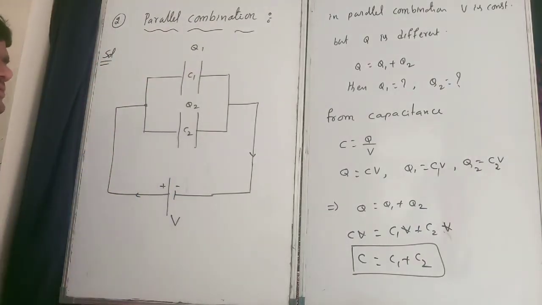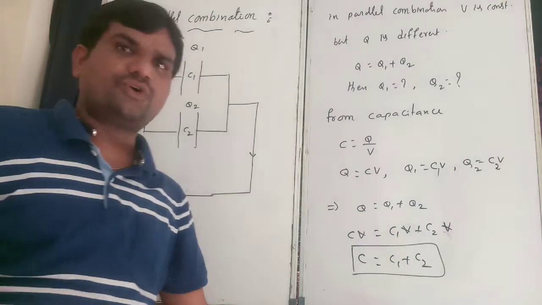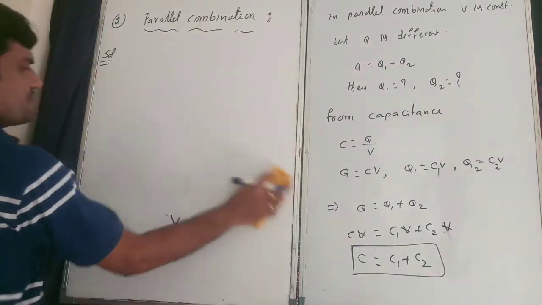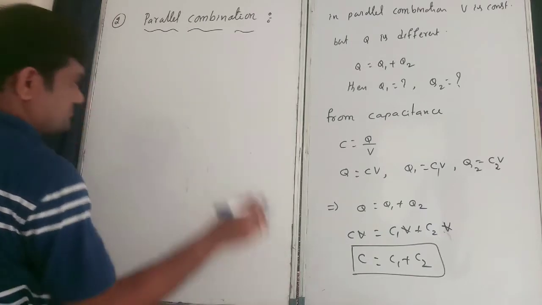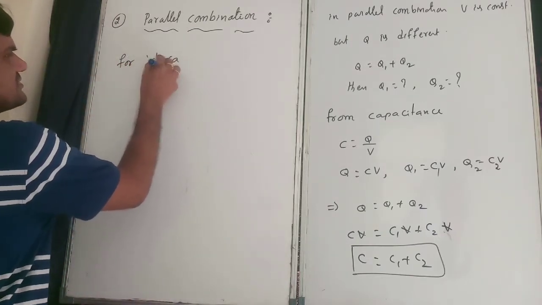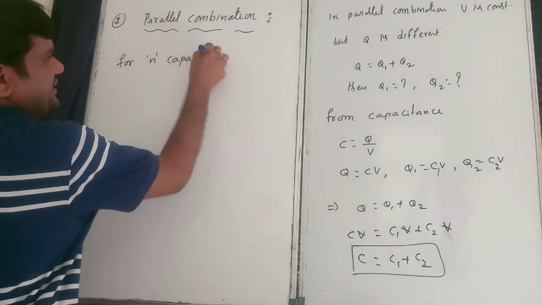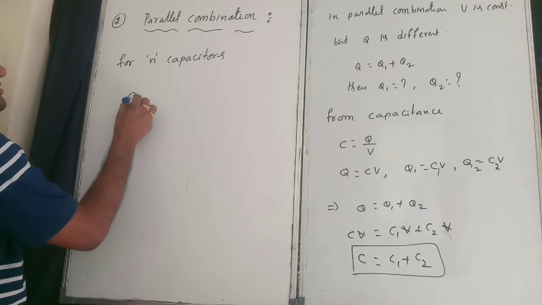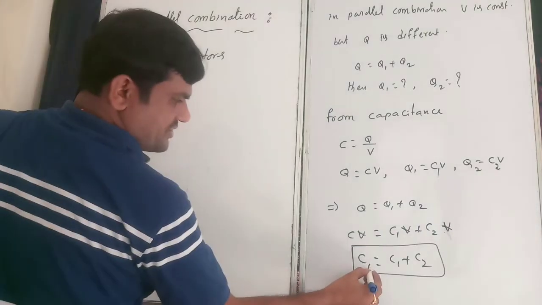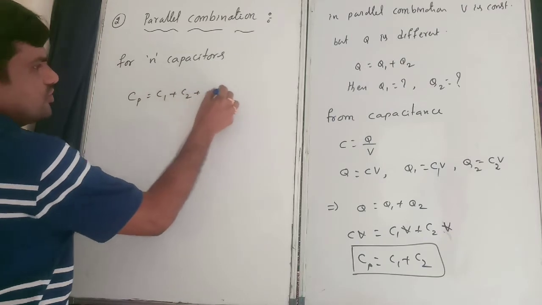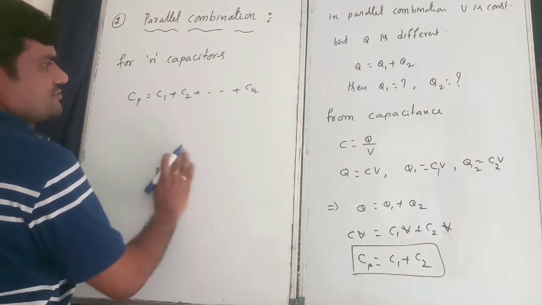Right, ma'am. So for n capacitors connected in parallel combination, what happens? This one we can call Cp. Cp is equal to C1 plus C2 plus so on up to Cn.